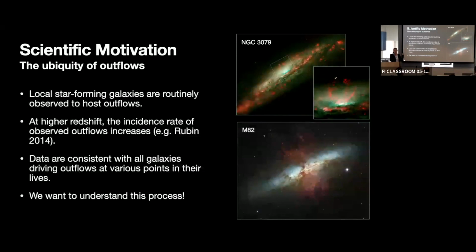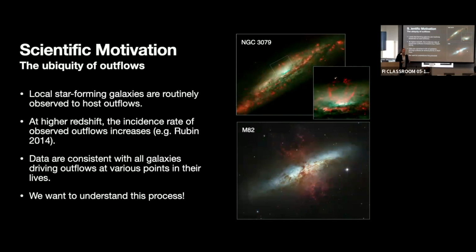Similarly, we observe outflows. Again, you'll see I'm a theorist, but I'm very motivated by observations, both in the local universe. These are examples of outflows in the local universe. This is more of a nuclear outflow in this star-forming galaxy, and this, of course, is M82, which is a sort of nuclear starburst, more extreme.